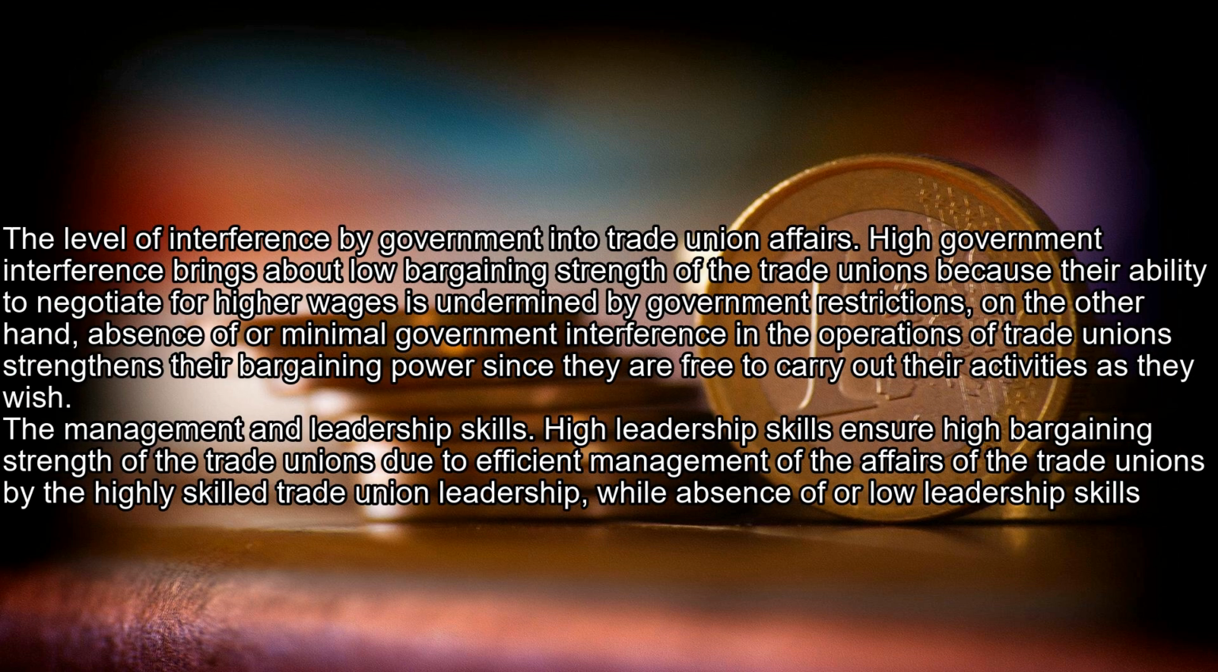The level of interference by government into trade union affairs. High government interference brings about low bargaining strength of the trade unions because their ability to negotiate for higher wages is undermined by government restrictions. On the other hand, absence of or minimal government interference in the operations of trade unions strengthens their bargaining power since they are free to carry out their activities as they wish.